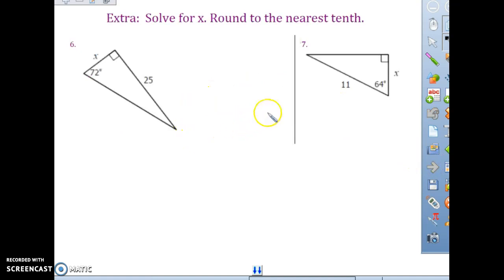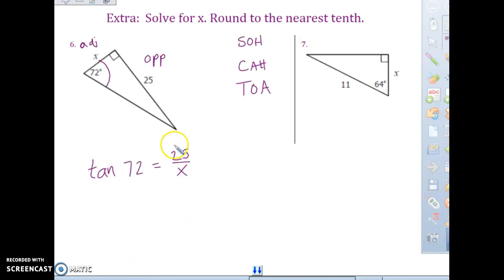So we're going to try this again. Pause the video, try to get these at least set up and solve if you can, and then we can check your answers. Question 6. It looks like we're set up to use a trig function tangent. So looking at my angle, I have opposite and adjacent, and TOA is tangent.